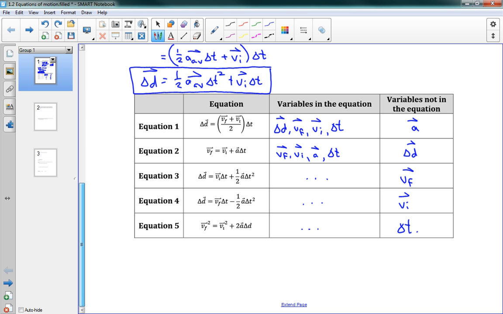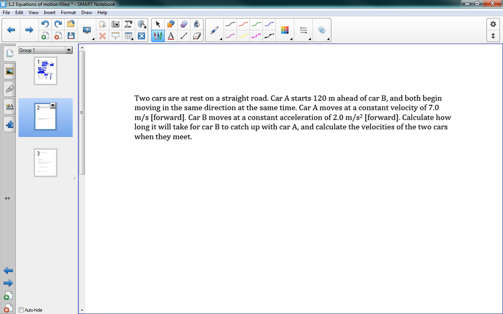This is useful because on a problem, if I have 3 variables and I'm trying to solve for a 4th, I just look at all of those and ask what am I missing. Maybe I don't care about final velocity at all. Then I use the equation that doesn't use final velocity. Maybe I don't care about time. Then I use the equation that doesn't use time. That's how we use these equations. We're going to go on to the next page and actually solve a few problems using these.